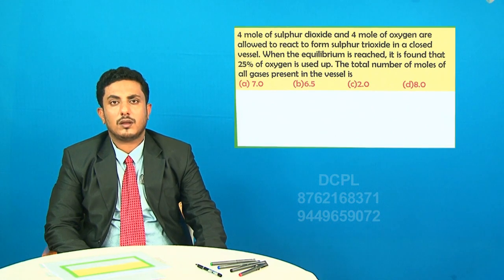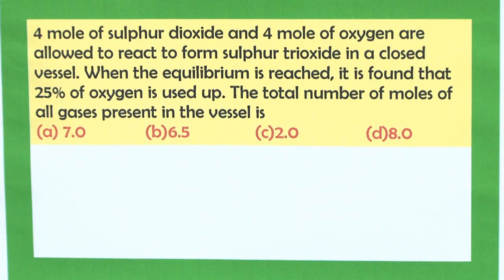Students, let's deal with the first question. 4 moles of sulfur dioxide and 4 moles of oxygen are allowed to react to form sulfur trioxide in a closed vessel. When equilibrium is reached, it is found that 25% of oxygen is used up. The total number of moles of all gases present in the vessel is: option A 7, option B 6.5, option C 2, option D 8.